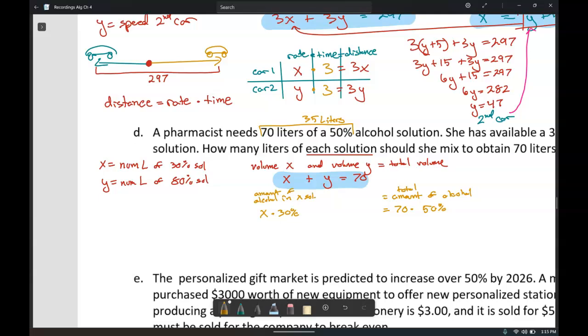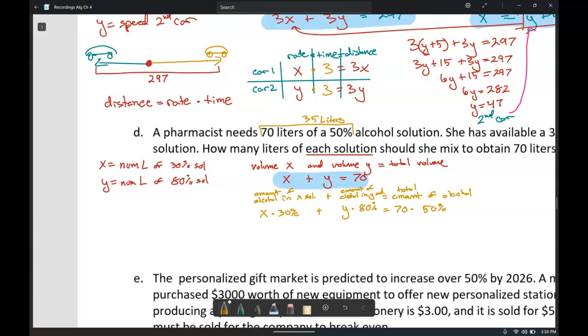And by comparison, we're also looking at the amount of alcohol in the Y solution. So Y times 80%. So if we had 10 liters of our X solution, well, only 3 liters of that would be alcohol. And if we had 10 liters of our Y solution, 8 of that would be alcohol. And so we need to add those together in order to get the appropriate amount of alcohol in the final solution, making sure that we have exactly 70 liters and that 35 of those liters are alcohol.